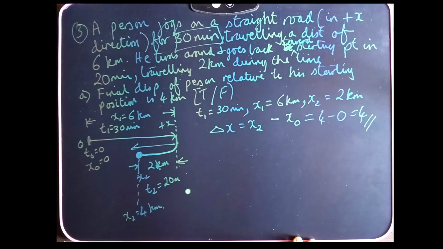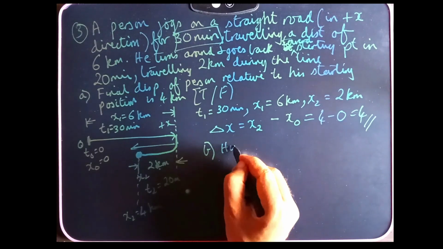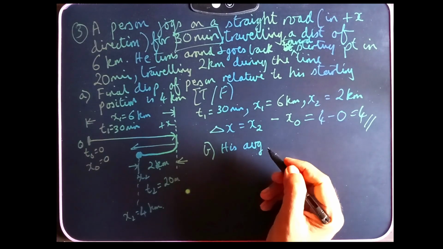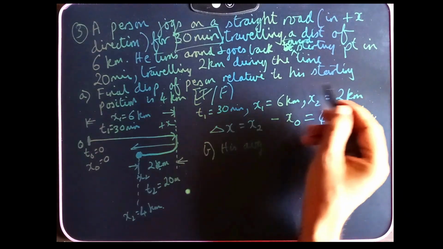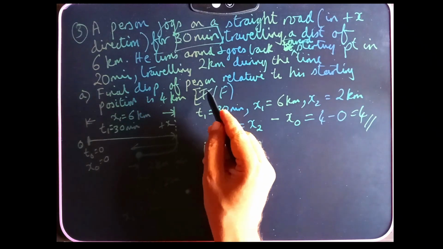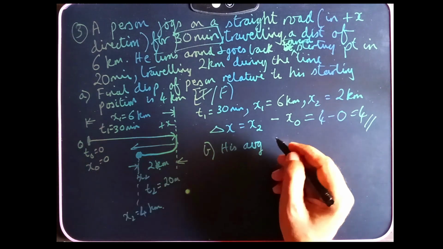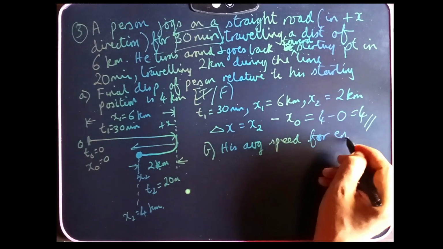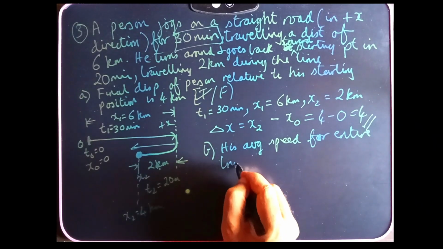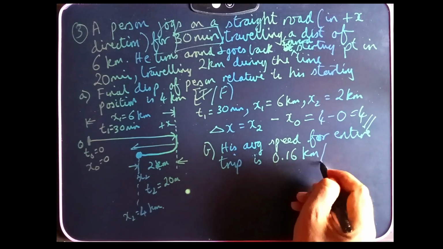So the next related question for this is his average speed. So this statement is true. Okay. The final displacement of the person related to his starting position is 4 kilometers. His average speed for the entire trip is 0.16 kilometer per minute.